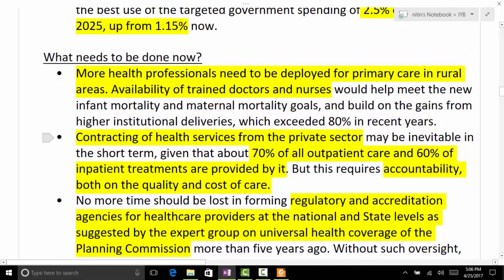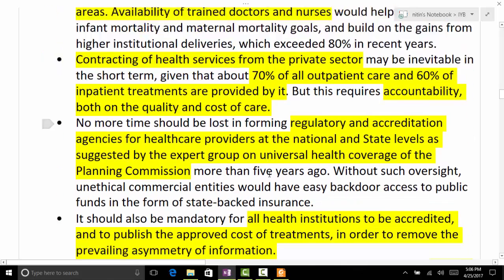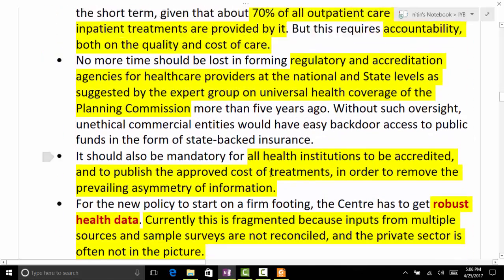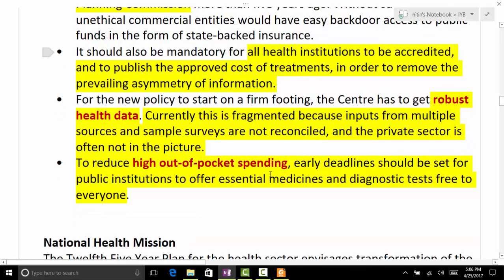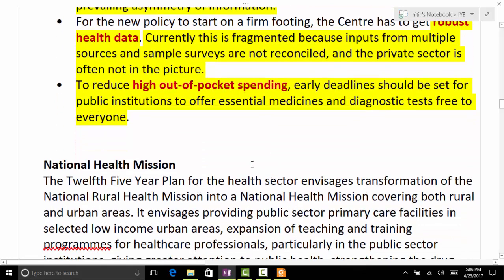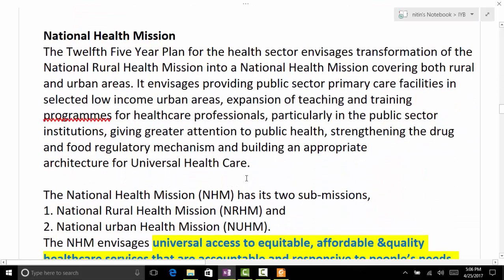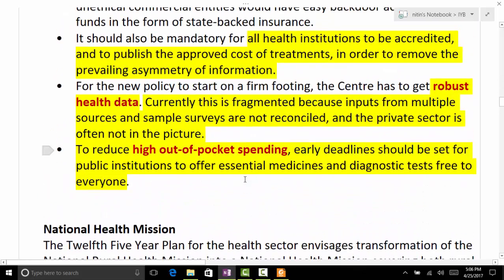So focus is to be given to primary healthcare, more health professionals, contracting of health services from the private sector, regulation and accreditation of agencies as well, robust health data, and reducing high out-of-pocket expenditure. So what is this high out-of-pocket expenditure? The question can come in mains. It's a very good question.